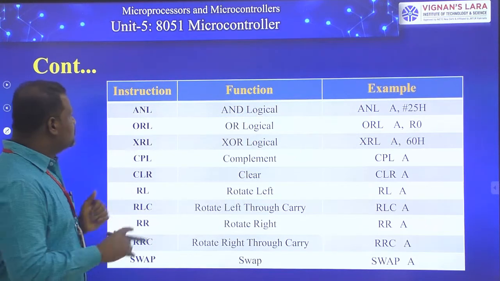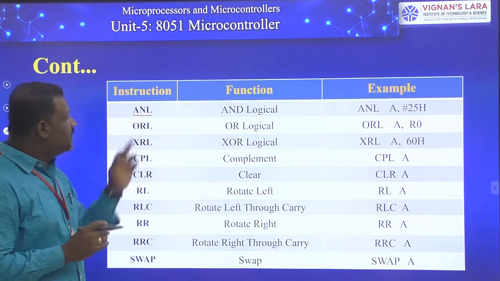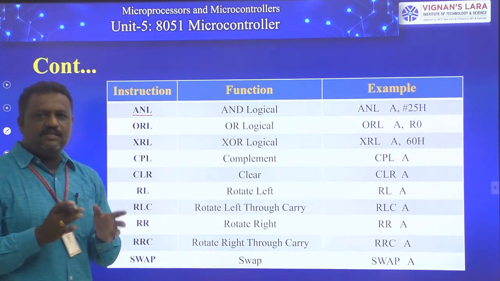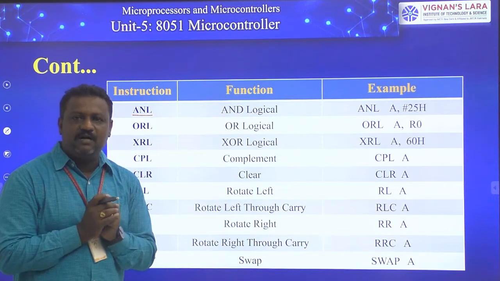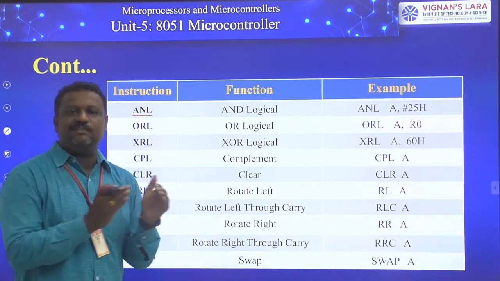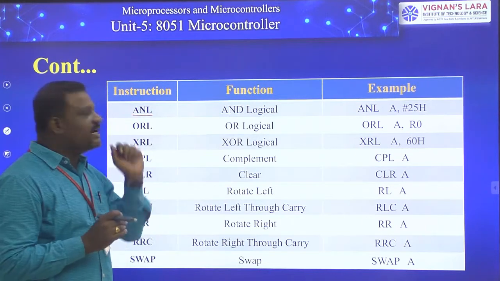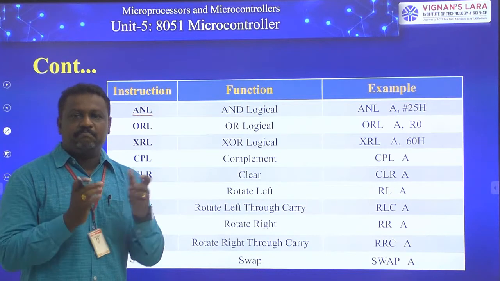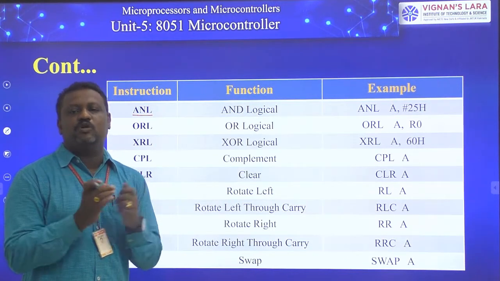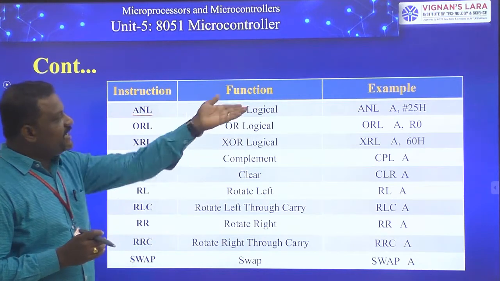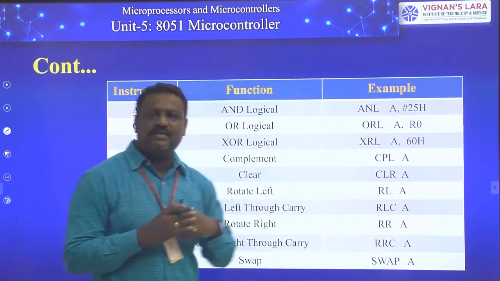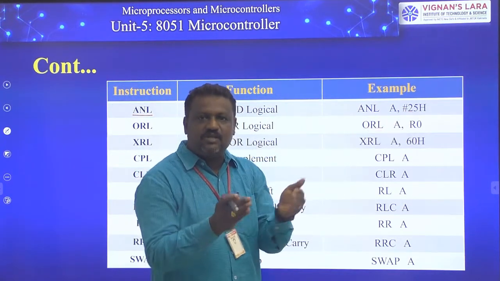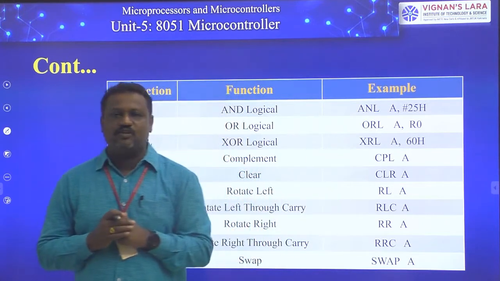See here, friends. The first one is ANL, which means AND logical. This is the instruction used to perform bitwise logical AND between the operands. I repeat, the ANL instruction is used to perform bitwise logical AND between both input operands. If I take an example here, ANL A, #25H. The meaning of this is, the immediate value 25H is logically ANDed with the content of the accumulator.